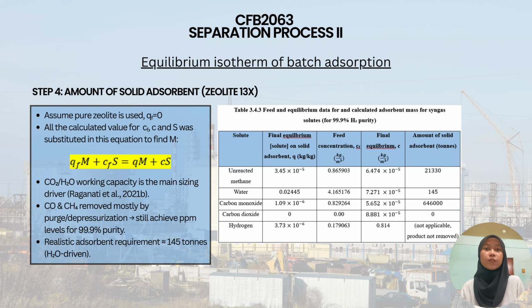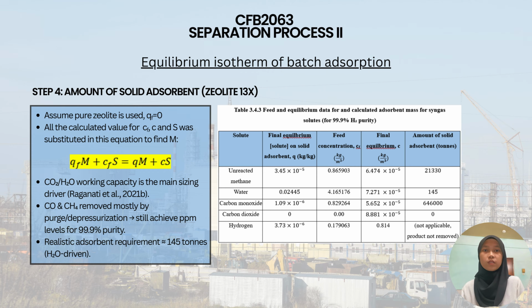In step 4, to determine the amount of zeolite 13X needed, we compile all the calculated values from step 1 until 3 and apply the mass balance equation. Because fresh adsorbent is used, QF is assumed to be 0. And from the calculation results, although the theoretical values for CO and CH4 appear extremely large, in real PSA operation these species are mostly removed by purge and depressurization steps.